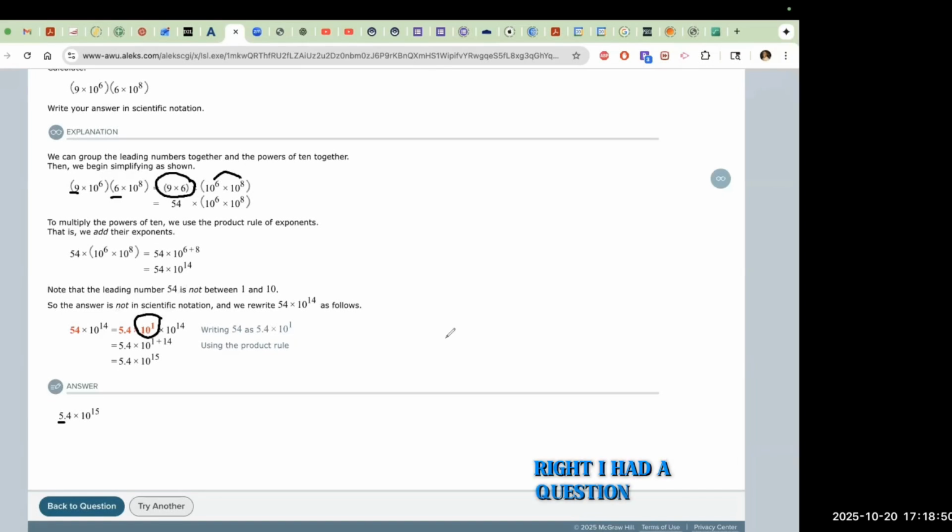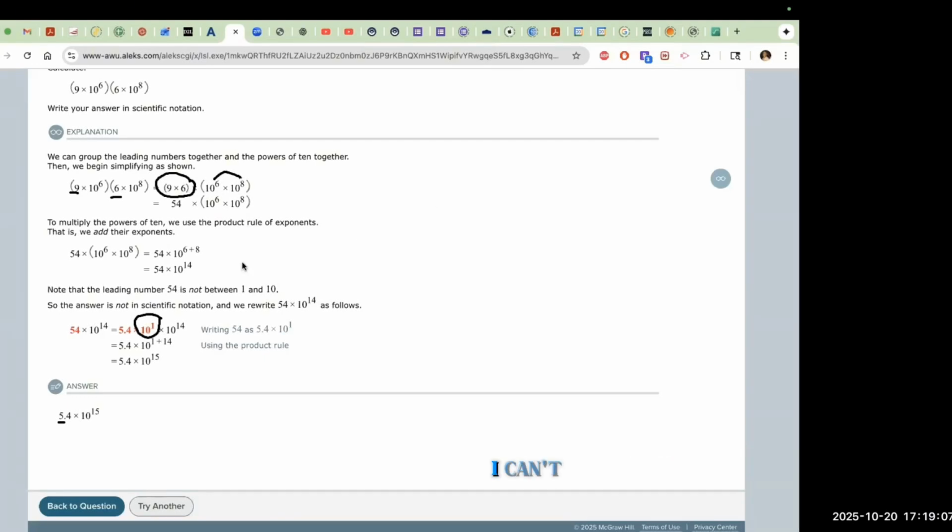Right. I had a question too. Doesn't it also work with, say that was not a 5, but say 10.4, doesn't the 10 work as well?